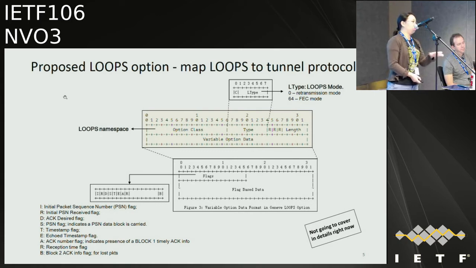I don't think we should go into too much detail here because it's a very initial version, and we haven't reached the stage where we have a broad consensus on what kind of functionality LOOPS should achieve. But this is just to show that in order to embed the function of LOOPS, we possibly need a namespace for it, and we need tags to indicate the packet sequence number, and also some flags to indicate whether a timestamp is there or the ACK number and the different information for acknowledgement.